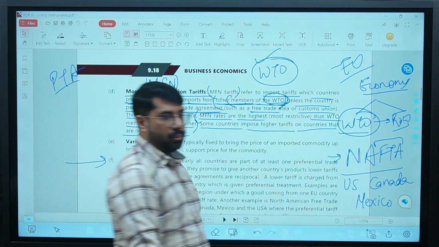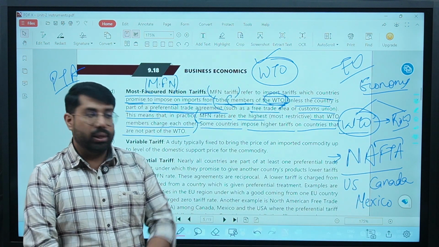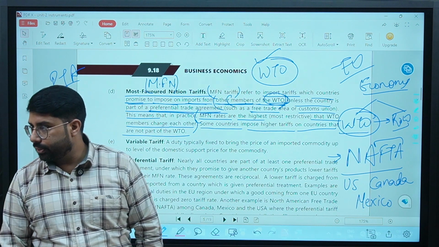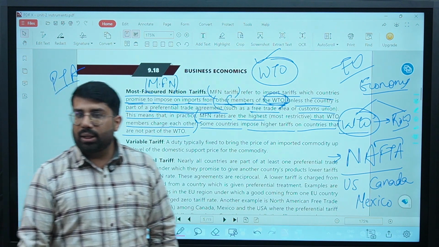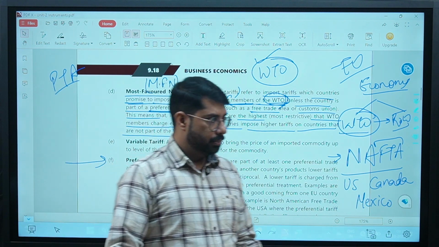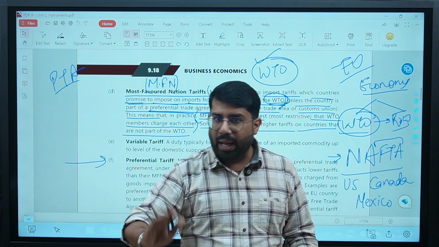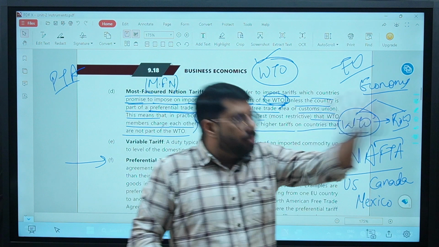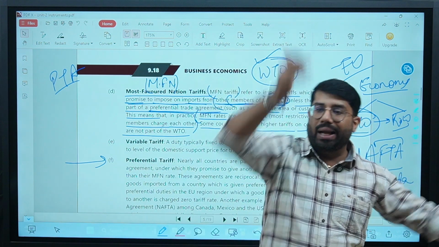One more example is the EU, the European Union. In this union, all the member countries have a free trade area among themselves. All these countries say the same thing: we will charge no tax or less tax within ourselves, but when we sell the same commodity to other members of the WTO, we will charge higher taxes. Simple.